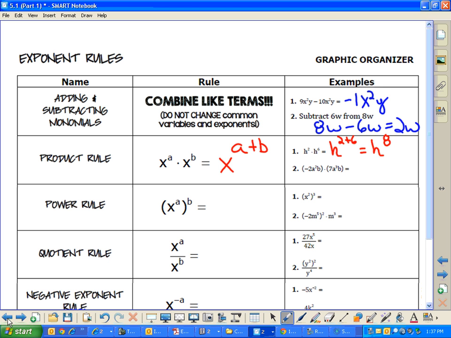And number 2, you could actually use this property in conjunction with the commutative and associative properties. In other words, you could rearrange your multiplication and then use the properties. For instance, here you could take negative 2 times 7, and then multiply that times a squared a cubed, and then multiply that times b. What you get: negative 14 a to the fifth b squared.